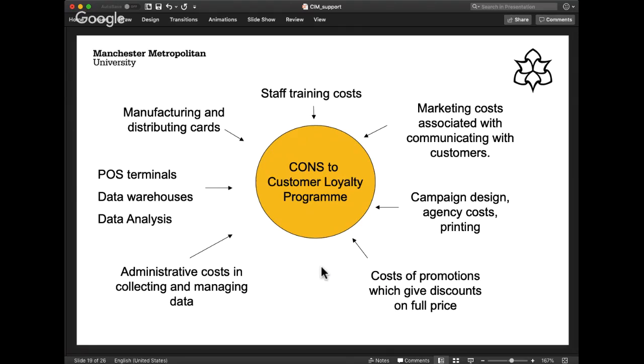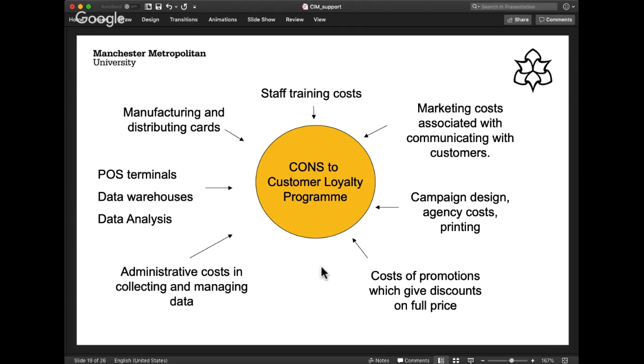Are you going to have agency costs? Are you going to bring in campaign designers? Are you going to bring in printers? Like, how much is it going to cost to run this scheme? And that's a big con. Costs of promotions that you're going to give away, because this means that you are going to give rewards and you're going to give customers some discounts. So what is the cost of giving customers an ongoing discount or a repeat reward throughout their time?